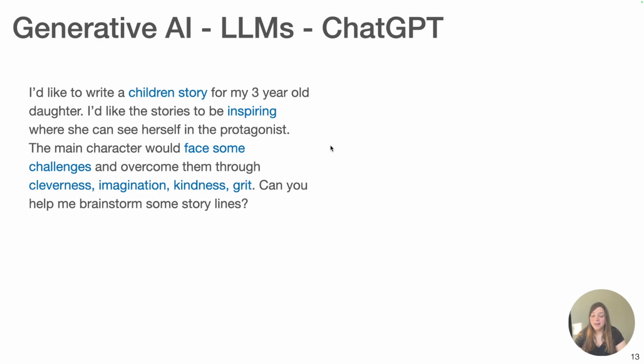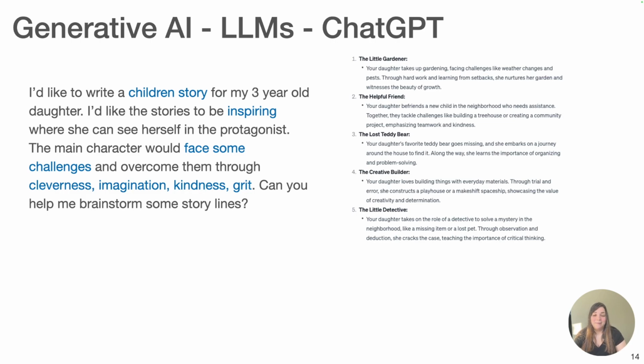So yeah, and then it gave me some outlines of storylines, which I thought were very cute. The little gardener who faces challenges with the weather, or the helpful friend who helps the neighbors to tackle different challenges by creating a community, or the lost teddy bear who they have to find, and so on. So I thought it was super cute and super nice. Then I asked ChatGPT, because I really liked the one that is the little detective, to actually write the whole story.